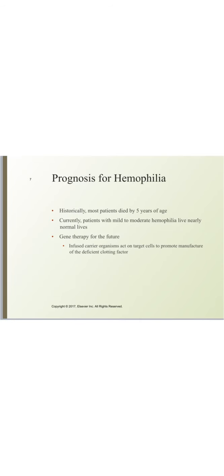Prognosis for hemophilia is really good. It used to be that they died very early, but because we have done so much research and are able to catch things sooner, and we are able to give them treatments faster, patients with very low to moderate hemophilias can live very normal lives and live for a long time. We're working on gene therapy to also target cells and to help promote the manufacturing of deficient cells. So maybe we'll have even longer living and success with these as we grow.